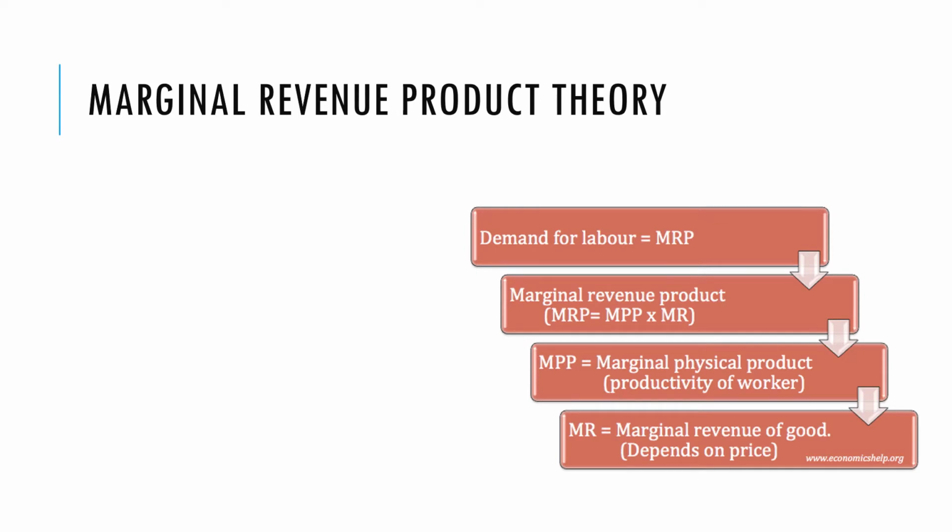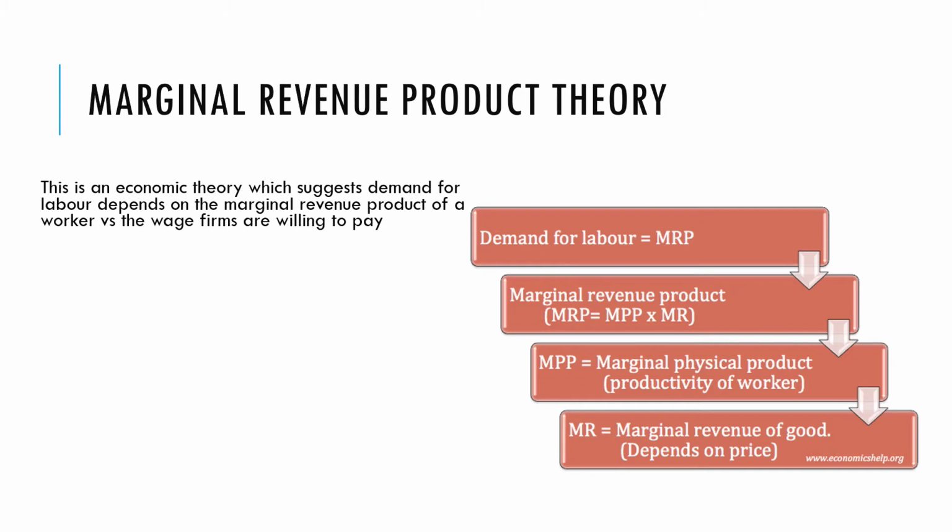Now, why the demand curve is downward sloping is due to the marginal revenue product theory. Let's have a look at some key terms first of all, and then we'll go through some examples. This theory suggests that demand for labour depends on the marginal revenue product of a worker versus the wage firms are willing to pay. Another way to think about the marginal revenue product is how much extra revenue each worker brings in.